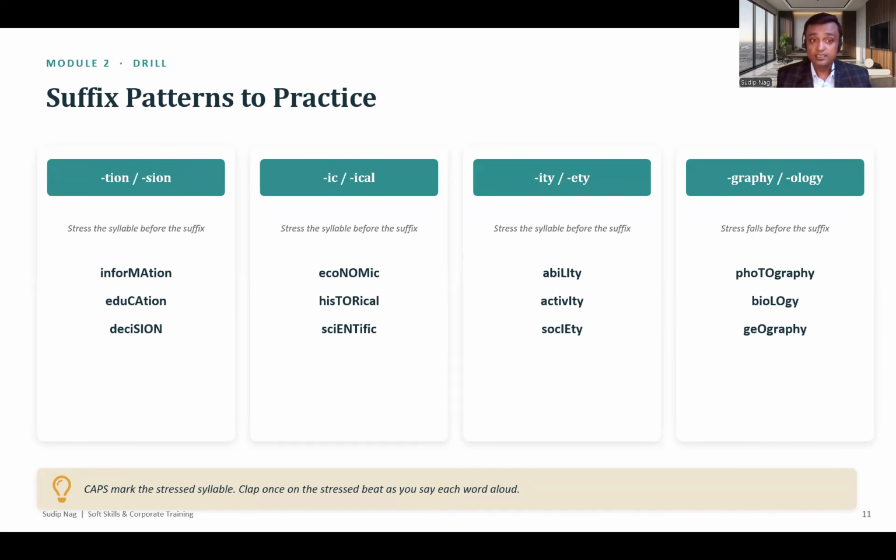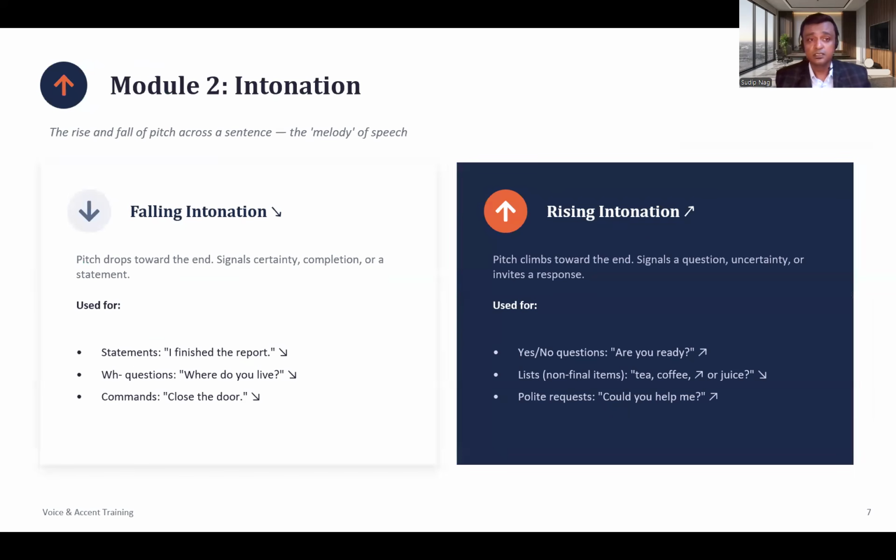For words ending in TION, SION, the stress falls just before that: information, education, decision. IC, ICAL: economics, historical, scientific. ITY, ETY: ability, activity, society. Here again: photography, biology, geography. So that's how the pronunciation changes.